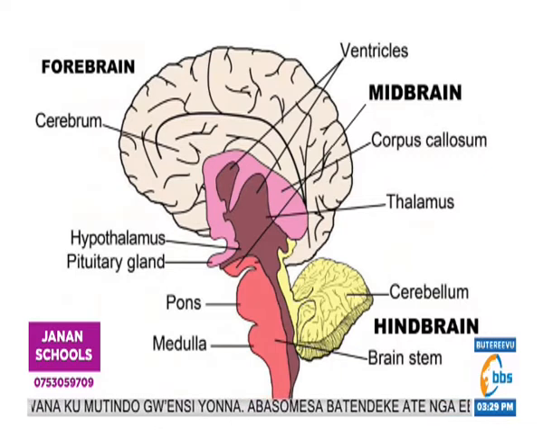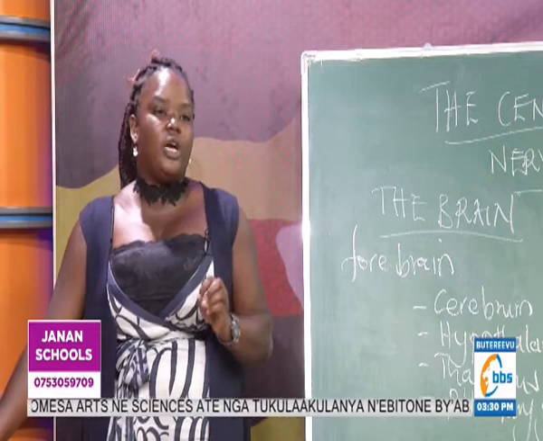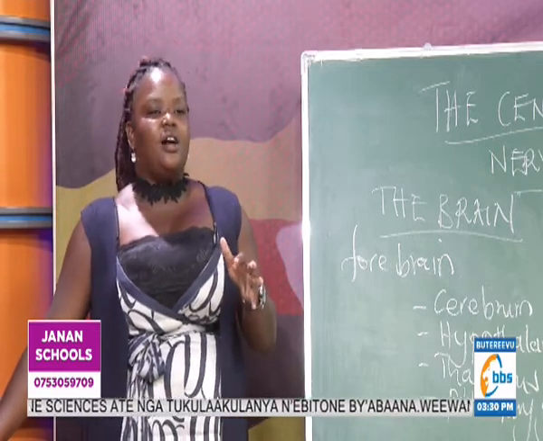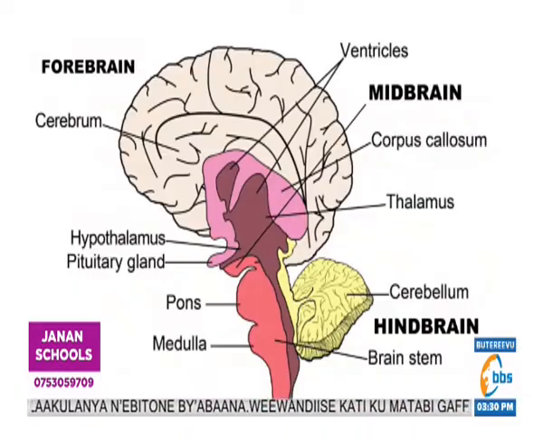We start with the forebrain. The forebrain, as I said, is made up of the cerebrum. The cerebrum is the biggest part of the brain, the highly folded part of the brain, as you can see on your screen. And it is divided into what you call hemispheres. In other books, you find them being called the lobes. You find there's the frontal lobe, the parietal lobe, and the hind lobes. And then in other books, you find them called the cerebral hemispheres.